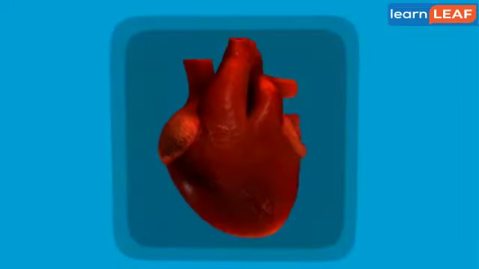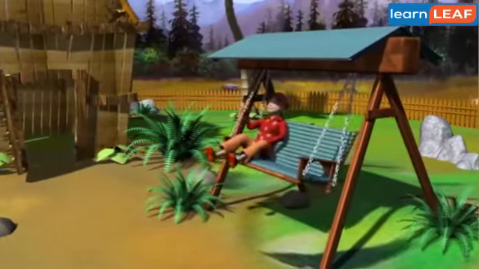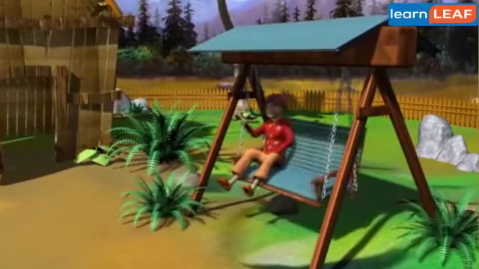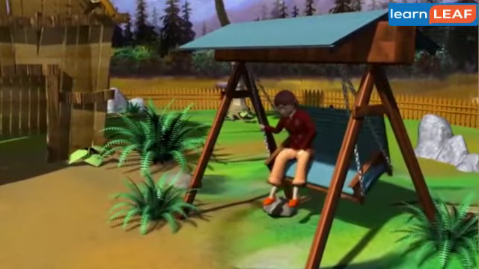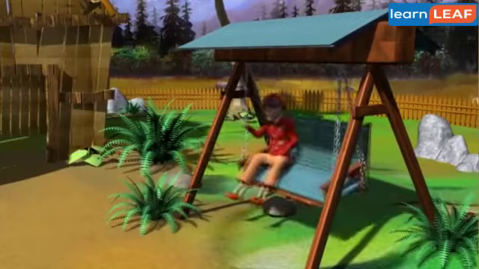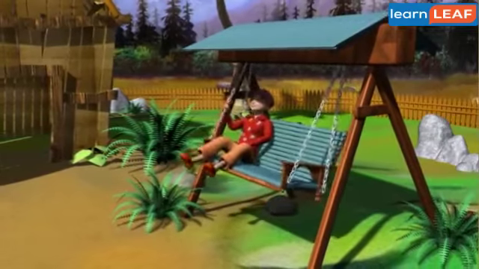The heartbeats in our body also represent a periodic motion, as they repeat themselves after a fixed interval of time. Also, a child swinging on a swing is an example of a periodic motion, as it repeats itself after a fixed interval of time.